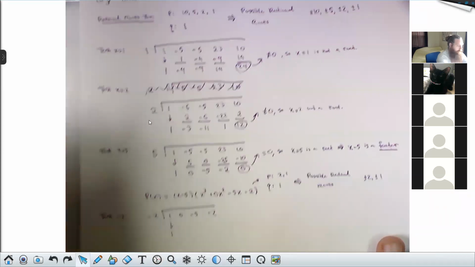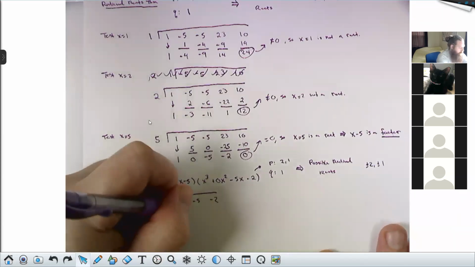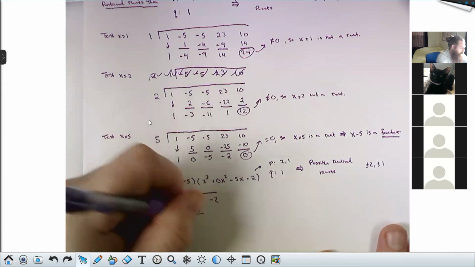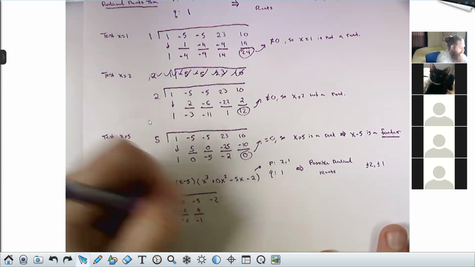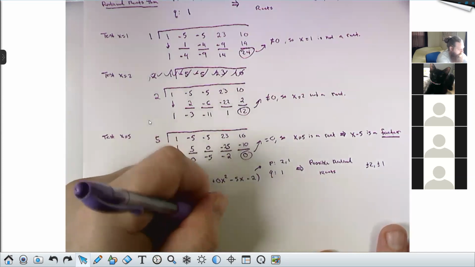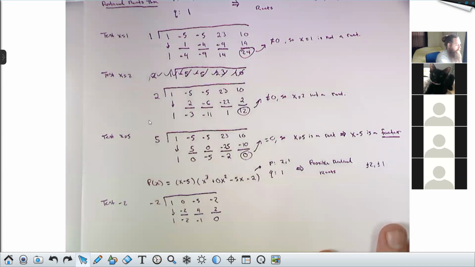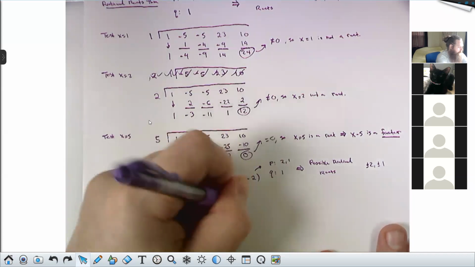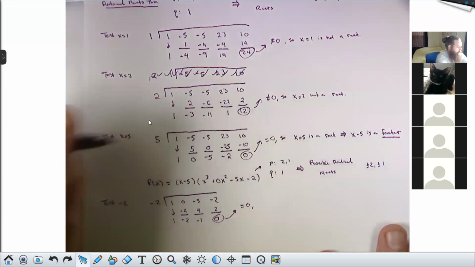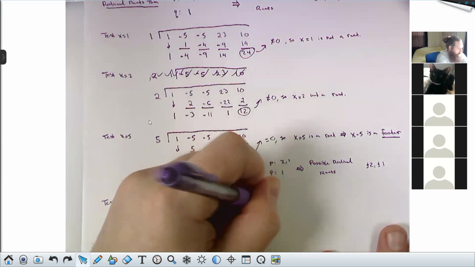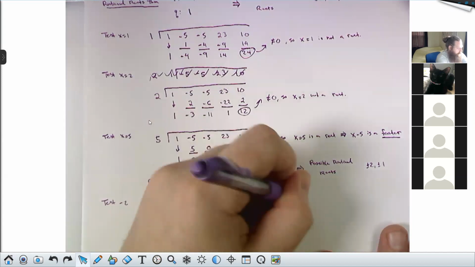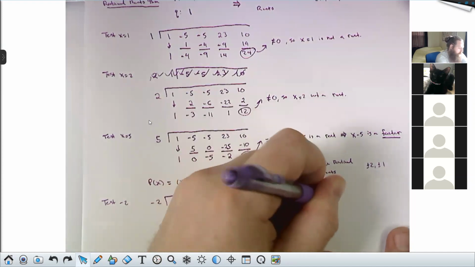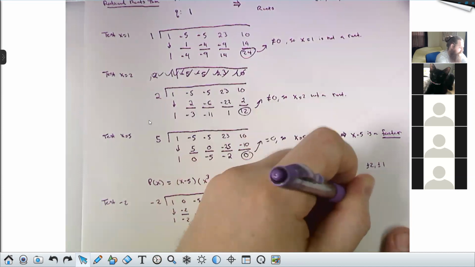Bring down the 1. -2 times 1 is -2, plus 0 is -2. -2 times -2 is +4, plus -5 is -1, times -2 is +2. Hey, we get a 0 here. Alrighty, so that tells me, since this is 0, we learn that x equals -2 is a root, which means x plus 2 is a factor.